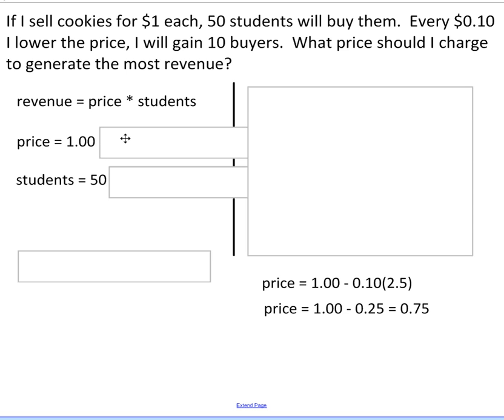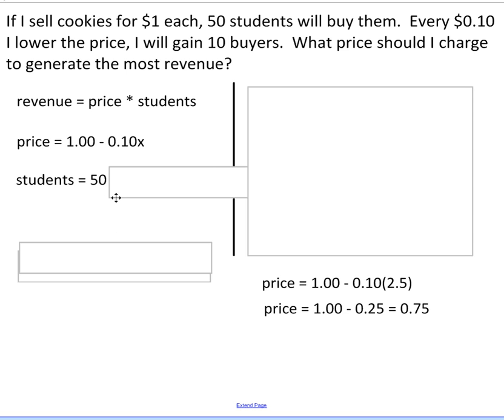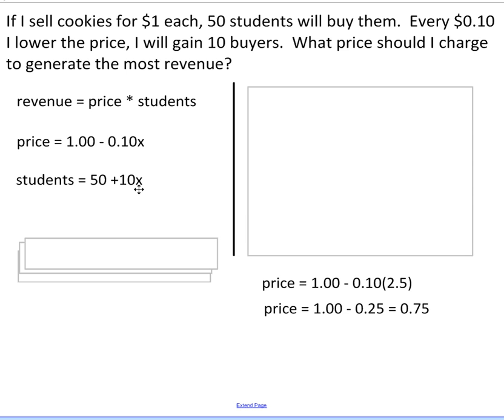So again, we started out with that base constant, and then every increment that I drop it, the price will go down 10 cents. So if I go down one increment, the price is down to 90 cents, and so on. Same thing with students. For every increment that I make, I pick up 10 more students. So I'm going to add plus 10x. So if I increment by 1, I'm up to 60 students. Increment by 2, I'm up to 70 students, and so on.